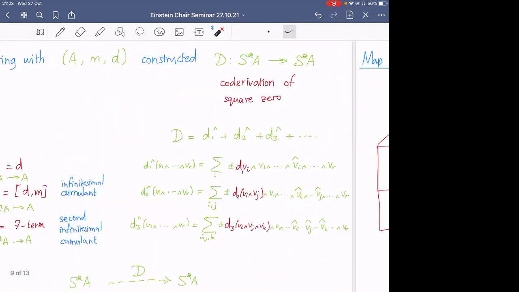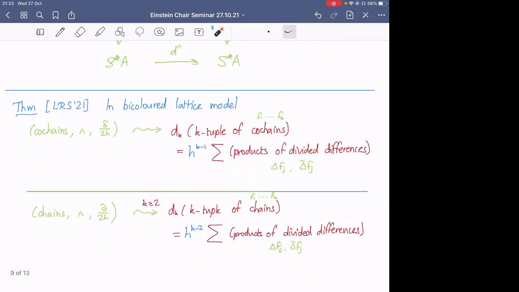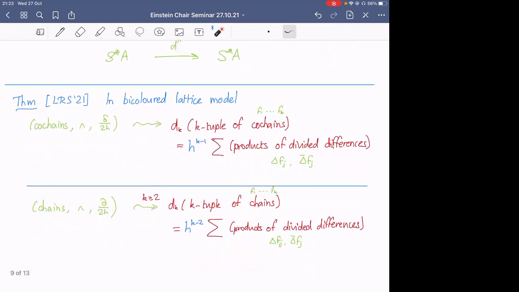Okay, now, on the other hand, if you start with chains, and this will be space, this will be multiplication, and now the D operator will be the boundary, then you get a different power coming out. So you get twice as many terms here, it turns out, and you get h to the k minus 2, as long as k is greater than or equal to 2.